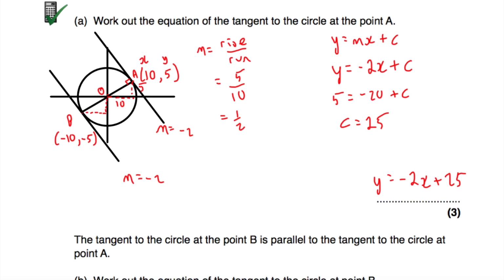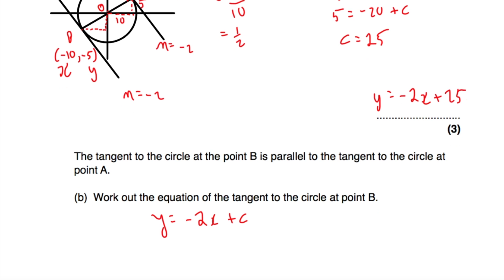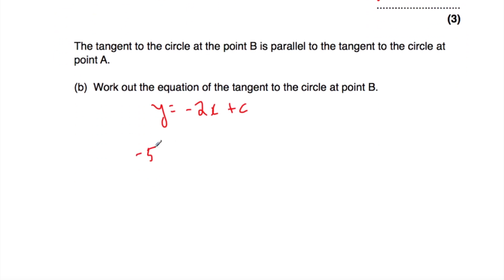So let's do that. So we've got that y is equal to negative 2x plus c, because we know the gradient is negative 2. And now we're going to substitute in the x coordinate of negative 10 and the y coordinate of negative 5. So let's do that. Negative 5 is equal to negative 2 times negative 10 plus c. Negative 2 times negative 10 would be 20, so we're going to get minus 5 is equal to 20 plus c. And then if we take 20 away from both sides, we're going to get that c is equal to minus 25. And that's it.